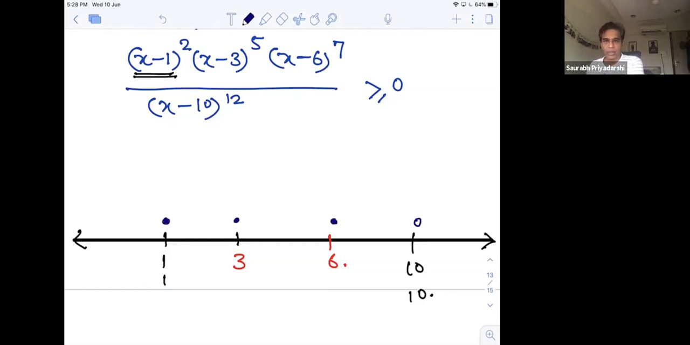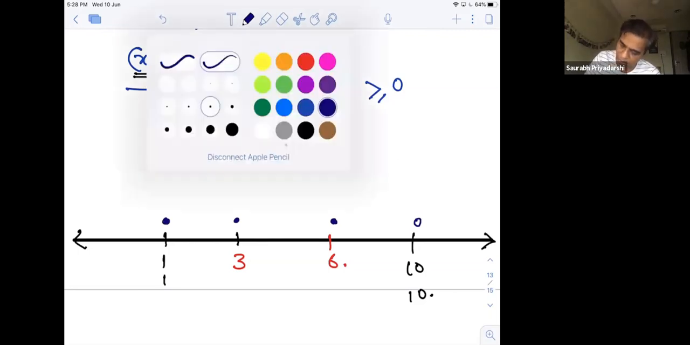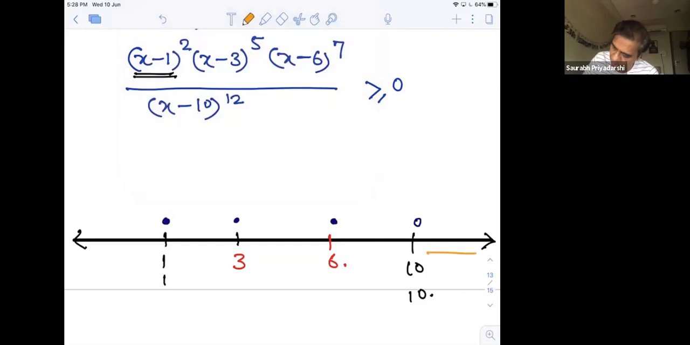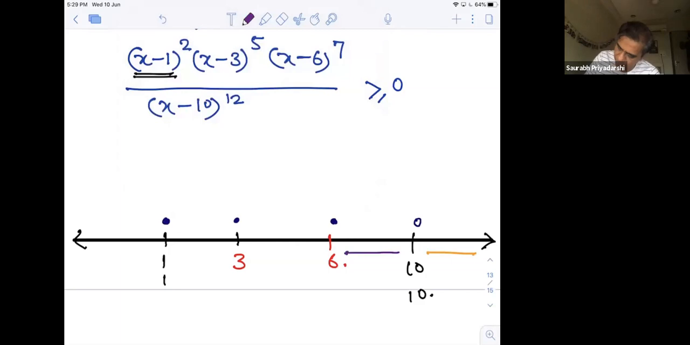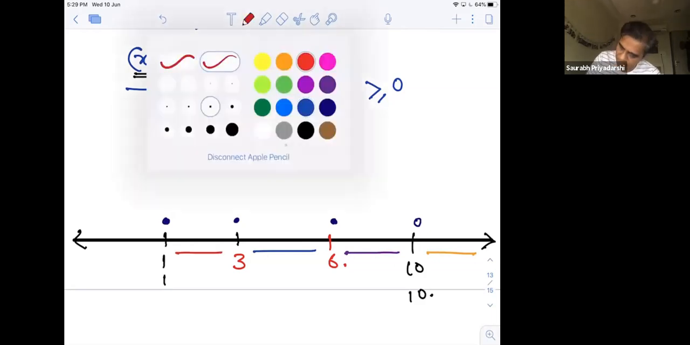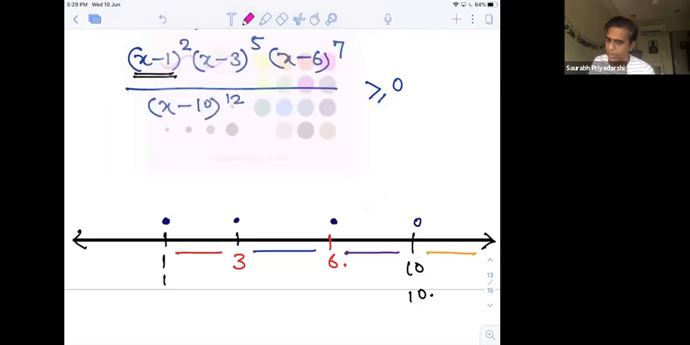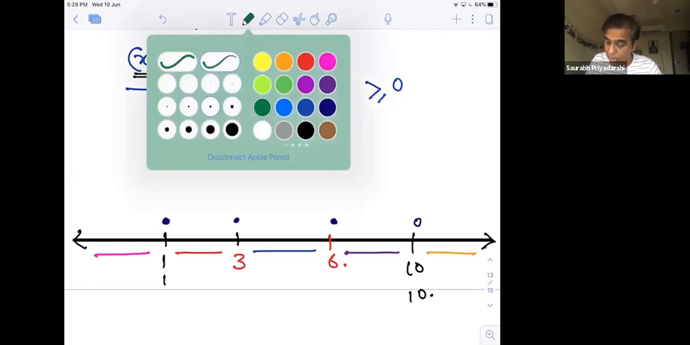Now you have to be careful, right? When you divide the line into regions, one person, two person, three person, four person, five. But it is not required that the sign changes every time. If the power is even, it will not change the sign. If the power is odd, it will change the sign.